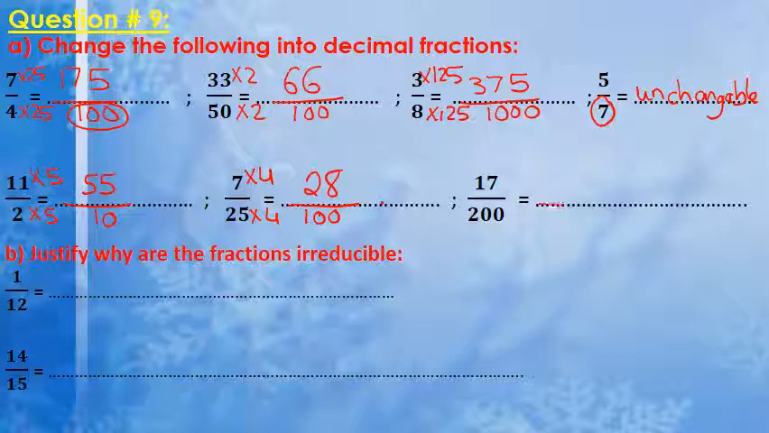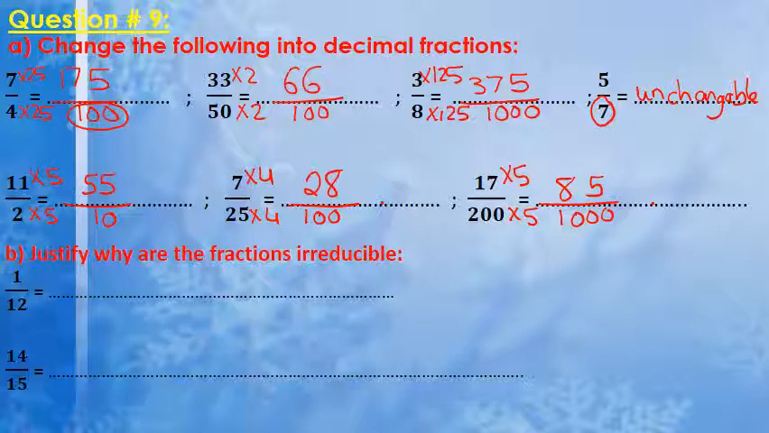17 over 200. 200 can be changed into 1000. How? We multiply by 5, so we multiply up by 5. 7 times 5 is 35, 5, 3 in hand. 1 times 5 is 5 and 3 is 8. 85 over 1000 is a decimal fraction.